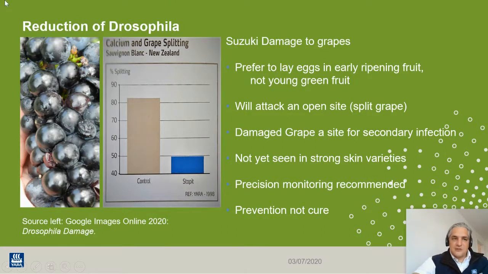So when we think about Drosophila, we're certainly working on the idea that we're trying to prevent the Drosophila from having an impact on the grape. But once the female has laid eggs within the grape, it is very difficult to then be able to control those young. So it's very much a prevention rather than a cure approach.